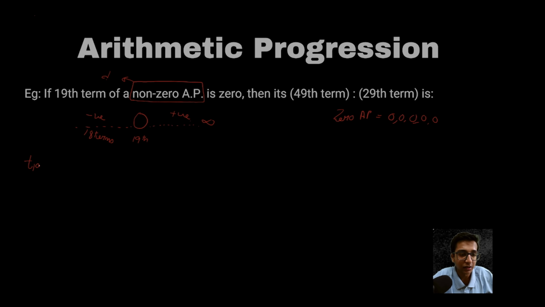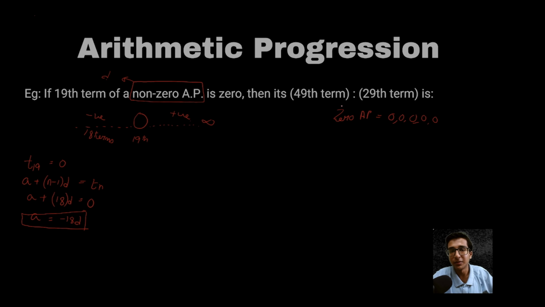The 19th term is given to be 0, so we can use the formula A plus (n minus 1)D is equal to Tn to solve this. So it would be A plus 18D is equal to 0. So we get A is equal to minus 18D. We do not know the value of A, neither do we know the value of D, and since the ratio has been asked, we need to convert the two variables into a single variable so that they get cancelled out while solving the ratio.